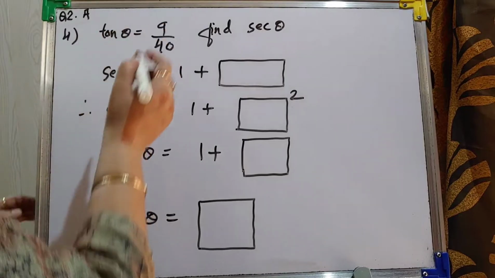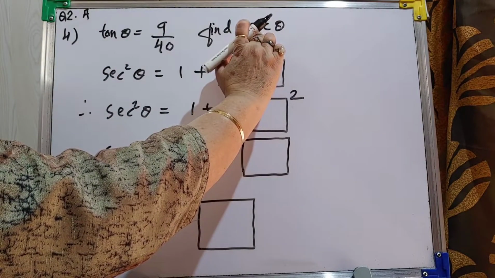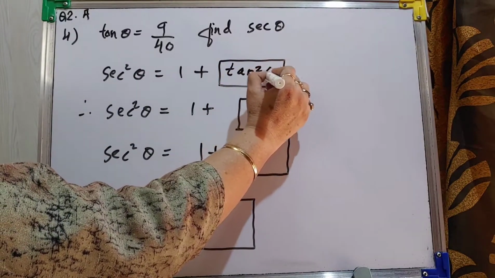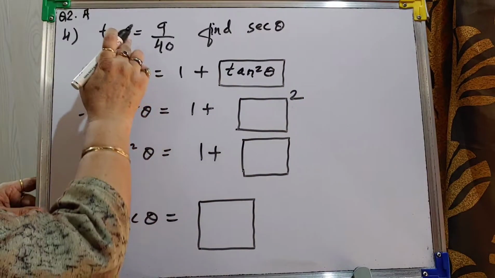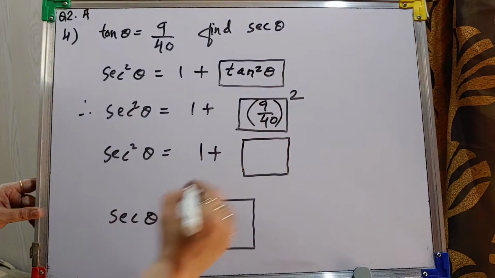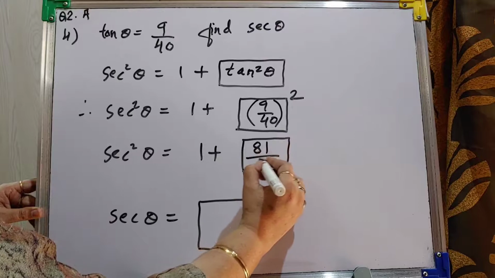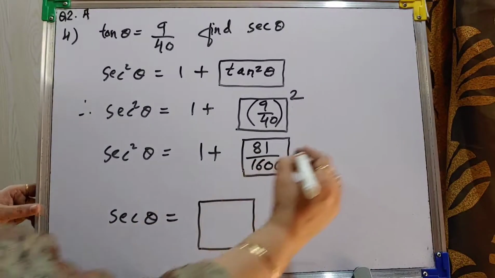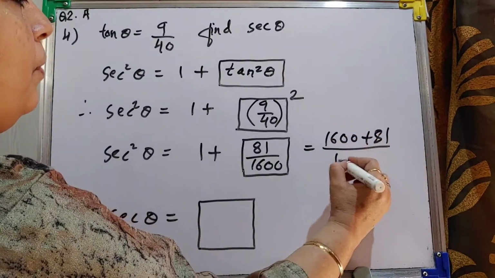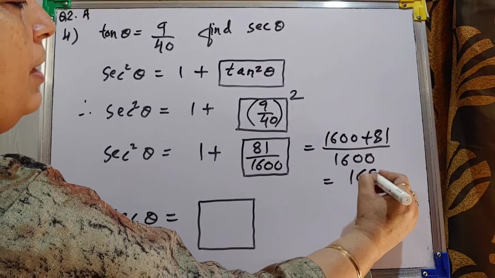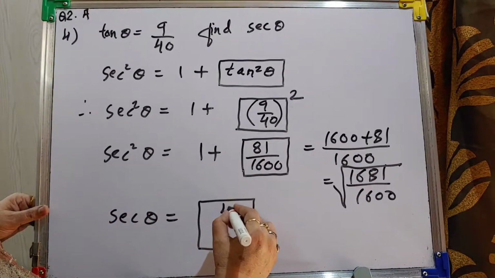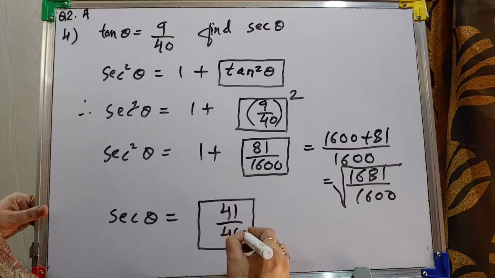Now listen, tan theta is given as 9 by 40. You are asked to find the value of sec theta. Sec square theta equals 1 plus tan square theta. What is the value of tan theta? 9 by 40. Its square will be 81 upon 1600. When you cross multiply, it will be 1600 plus 81 upon 1600, which is 1681 upon 1600. When you take the square root of this, it will be 41 and this will be 40.